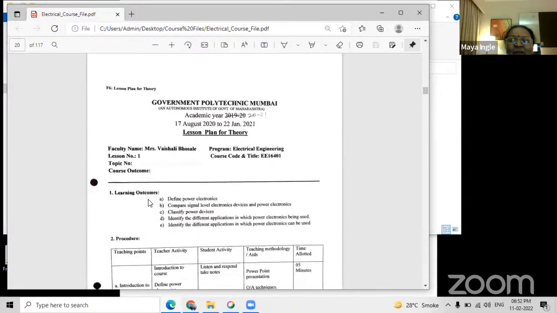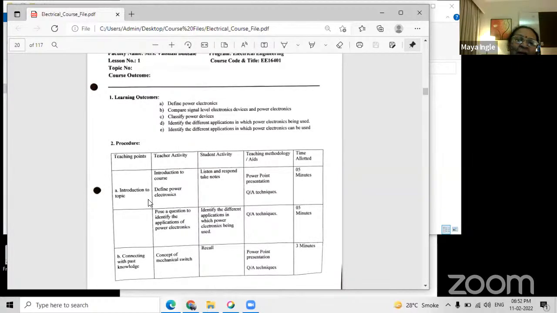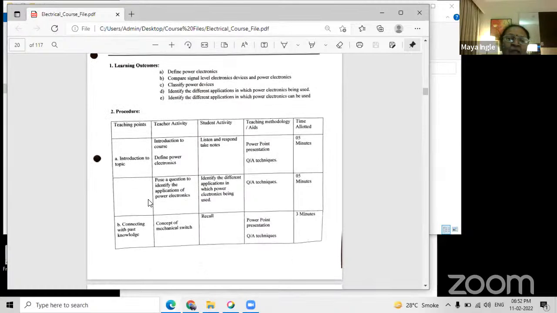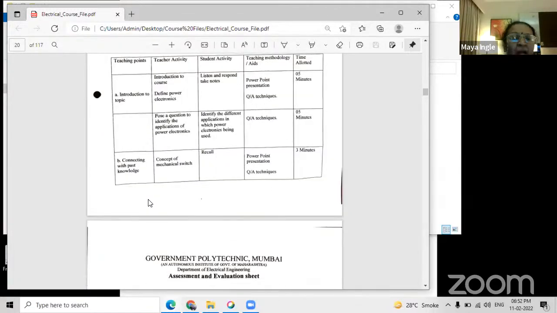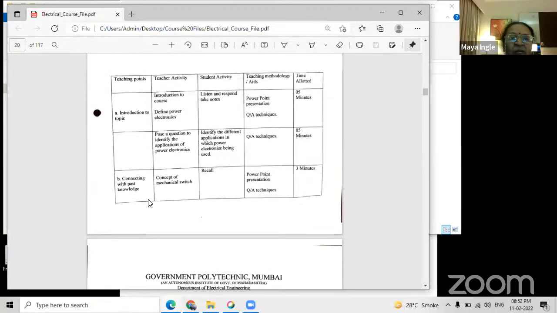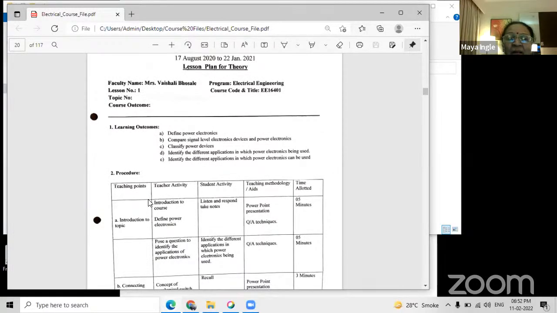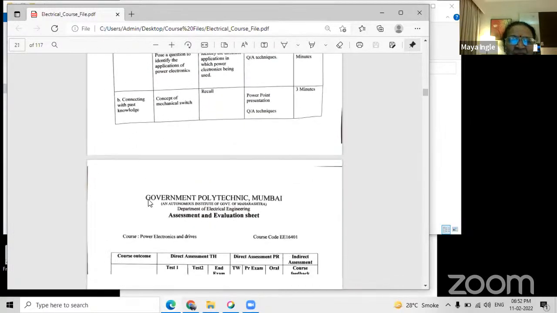The next is the lesson plan for theory. You have to define the learning outcomes here. As I said, OBE is learning centric. So the learning outcomes, and then the teaching points, these procedures, what methodology you are going to adopt here, and maybe some quizzes to be conducted, whatever you have thought of related to your lesson plan for theory. You have to specify it here.